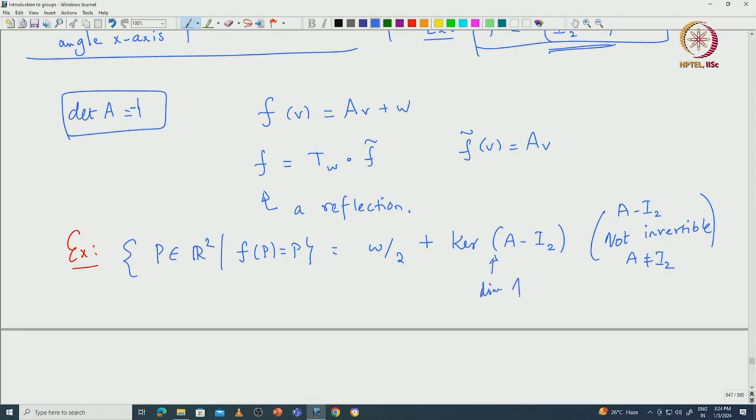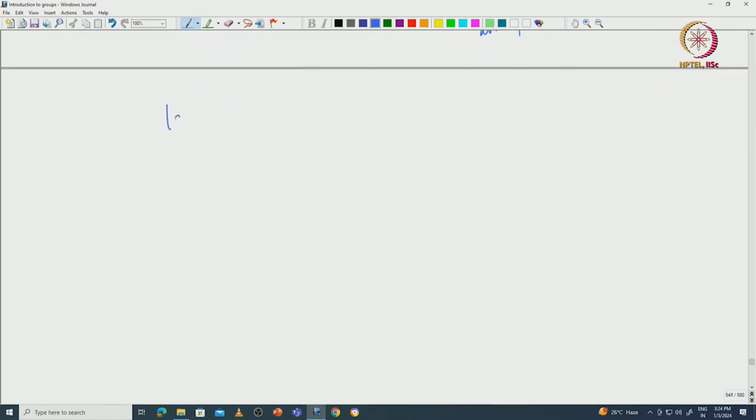So this will have dimension 1, it is a line. So now you translate that line by omega by 2, then you get the line of reflection for this reflection. So this says, so you get an isometry, the corresponding condition is the following.